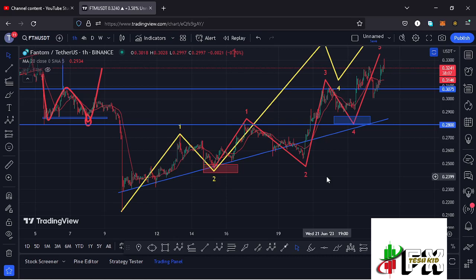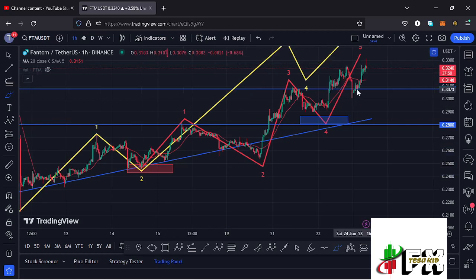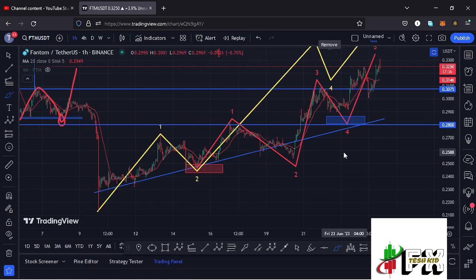At the time of this recording, Fantom has continued to hold above our ascending trend line. We have also seen a breakout out of our key area of resistance at around the $0.3075 mark, and after seeing the breakout out of that key area of resistance, you can see that we have continued gearing up in a massive breakout that has now given us a high at around the $0.3302 mark.